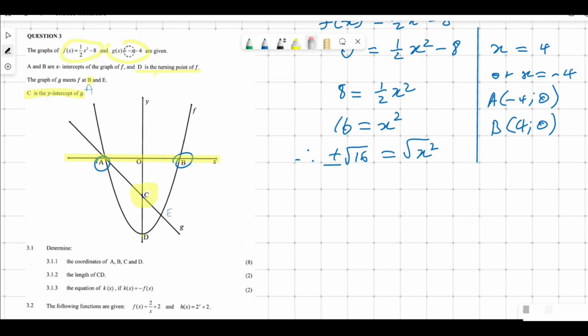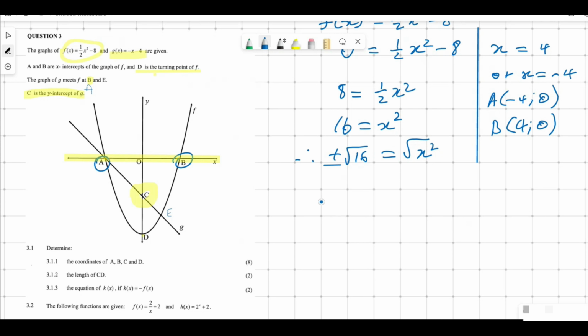Then when we look at the equation of g, what is the value of y at the y-intercept of g? Yes, negative 4. Thank you. So the value of y at the y-intercept of g is negative 4. We see that in the equation here, the constant is negative 4.